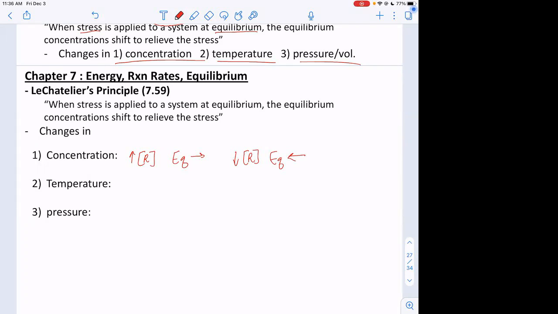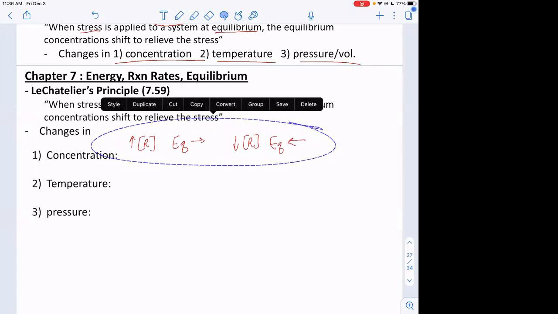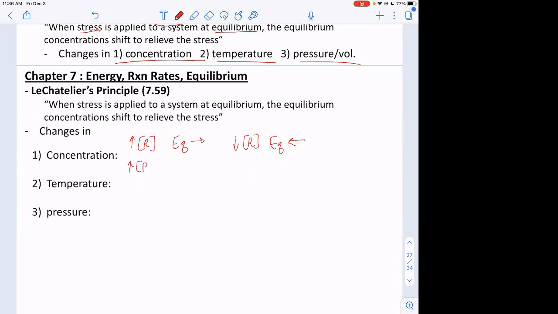But you could also talk about products. What if we increase the concentration of a product? Equilibrium will shift to the reactant side. And if we decrease the concentration of a product, equilibrium will shift towards the product side, towards the thing we're decreasing. Does that shorthand make sense? Because in every chemical reaction you've got reactants and products. So, well, I should draw a double arrow, right? It's equilibrium.